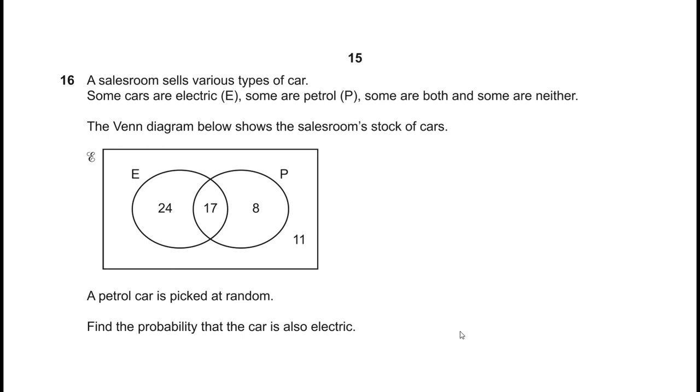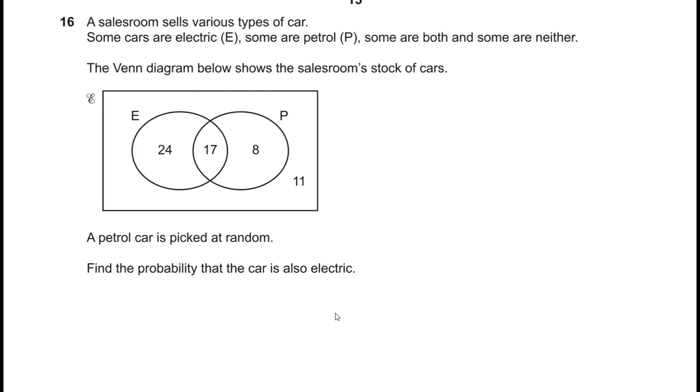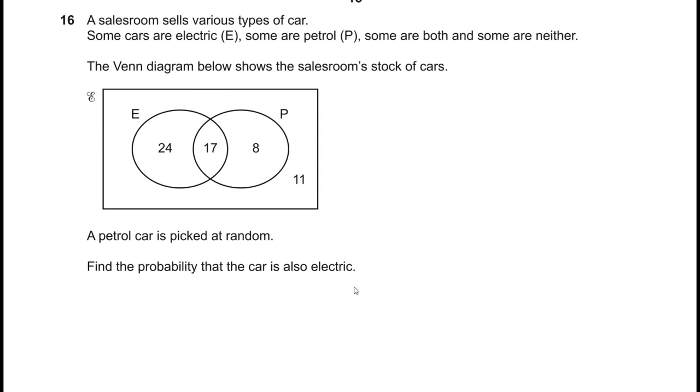Question number 16. A sales room sells various types of car. Some are electric, some are petrol, and some are both, and some are neither. The Venn diagram below shows the sales room stock of cars. A petrol car is picked at random. We have to find the probability that this car is also electric.